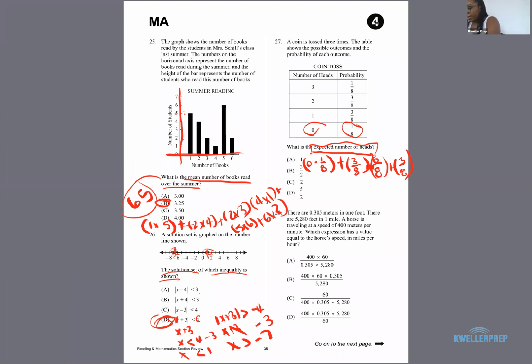And you would simplify this out. Now 0 times 1/8 is 0, so it's not really taken into account. Then you do 3/8 plus 6/8, which is 9/8, and 9/8 plus 3/8 is 12/8. And you would simplify that out to be 3/2, which is the answer.